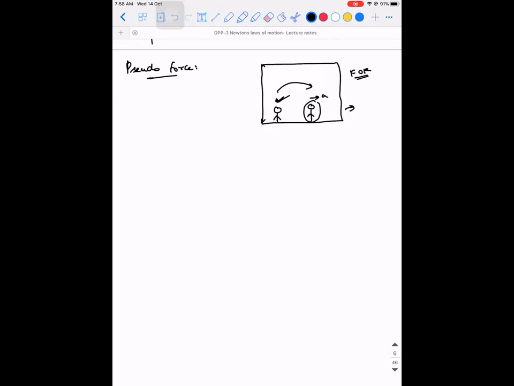If suppose this frame is moving with a constant speed v, that is, the train has started moving. The train is now moving with a constant speed v. If I ask you a question, what is the acceleration of that person? What will your answer be? Now, is it still going to be A, that is, let's say 3 meters per second square? Is it still going to be that value? Or is it going to be less than that or more than that?